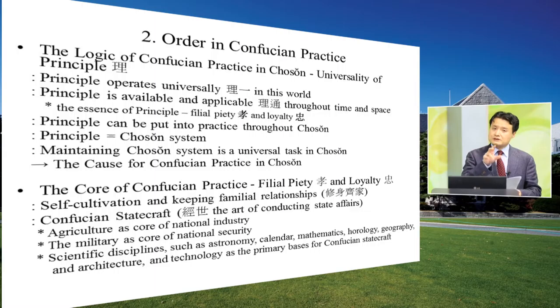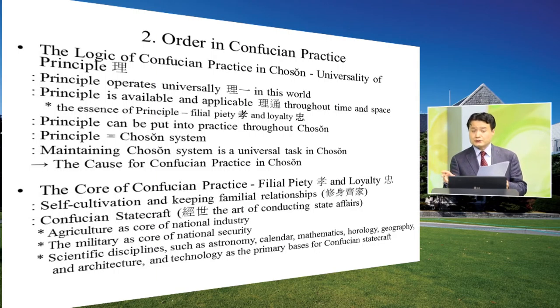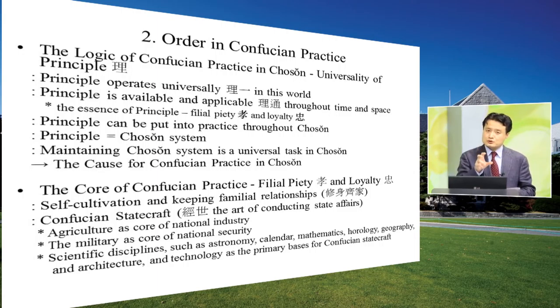Therefore, what? Principle can be put into practice throughout Joseon too, as well as throughout time and space. And now principle is equal or equivalent to Joseon system. Then the natural conclusion will be to maintain Joseon system or the hierarchical human relationship of Joseon will be and is a universal task or mission in Confucian practice of Joseon. So that's how the Joseon elite brought out the cause for Confucian practice in Joseon.